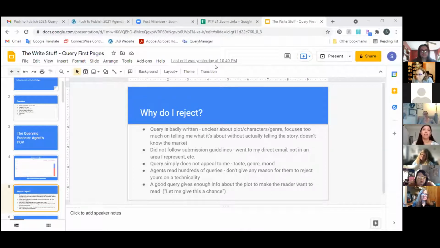Sometimes I have someone come to me, they have a 12-year-old protagonist and they try to tell me it's young adult. And I have to explain to them, 12-year-olds, that's a middle grade market. You should be querying agents who represent middle grade.